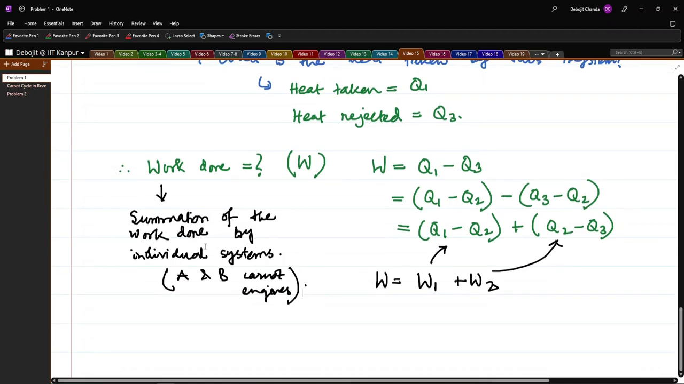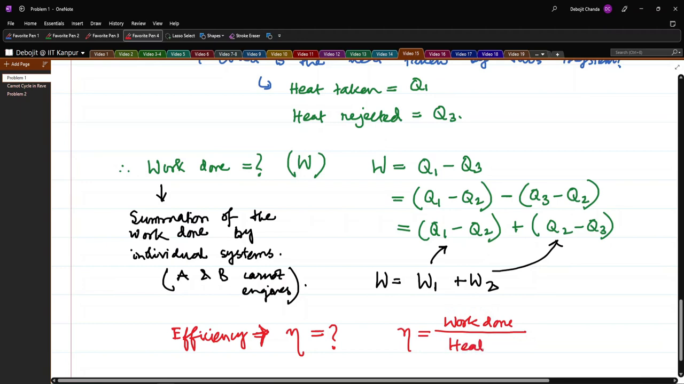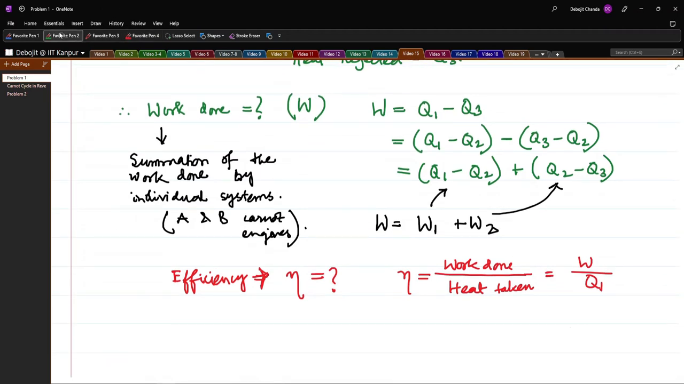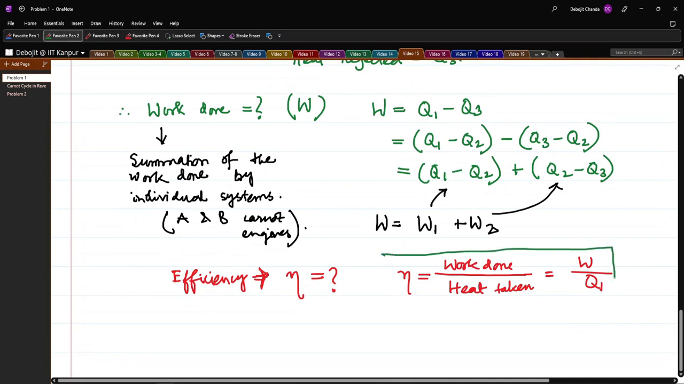Okay, so what will be the efficiency in this case? Efficiency, let us denote it by eta. Finding the efficiency is the question. Efficiency is defined by work done by heat taken. So work done in our case is W and heat taken is Q1. Now W and Q1 are not given in the question, so we have to simplify this form in terms of the temperatures, and that you are going to do next.